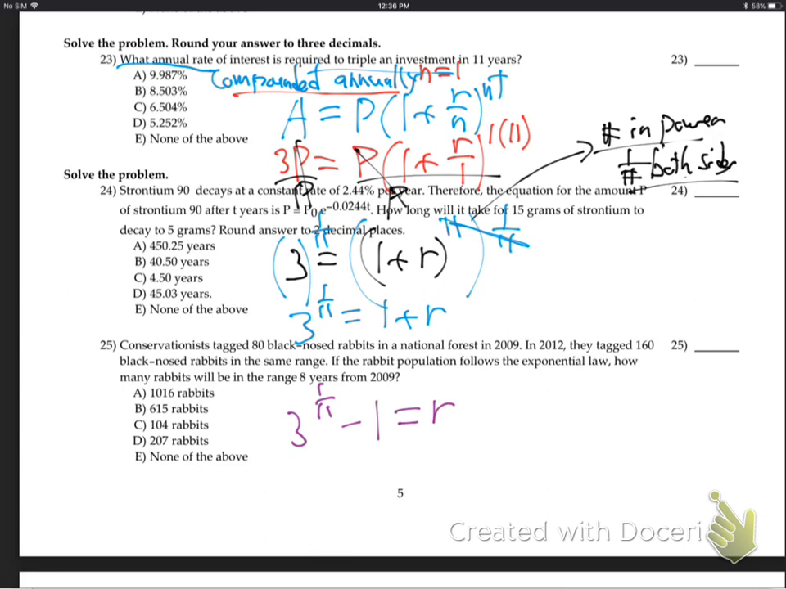So then use your calculator. 3 to the 1/11th. And I'm getting 0.10503 15 blah blah blah. Move it. That's a decimal. Move it 2 places to make it a percentage. 10.5%. That's not even there. None of the above.